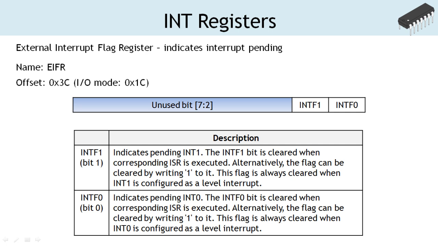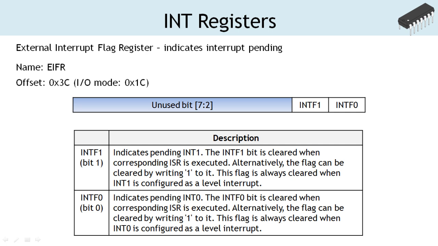External interrupt flag register is set when an edge or logic change occurs on the interrupt pin and will remain set until the corresponding interrupt service routine is executed. The microcontroller uses the EIFR bit to remember the occurrence of the interrupt. Bit 0 remembers the occurrence of interrupt 0 and bit 1 is used for interrupt 1. The microcontroller clears the bit upon execution of the ISR. The software can also clear the EIFR by writing 1 to the bits.